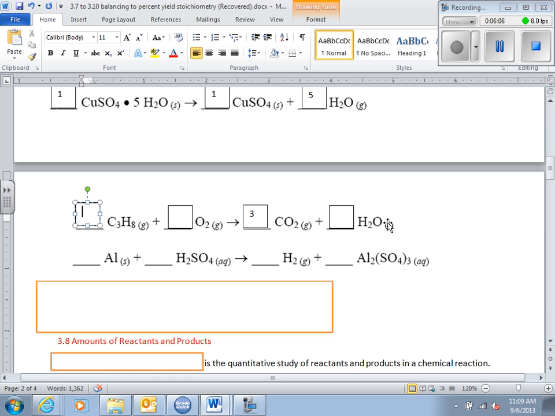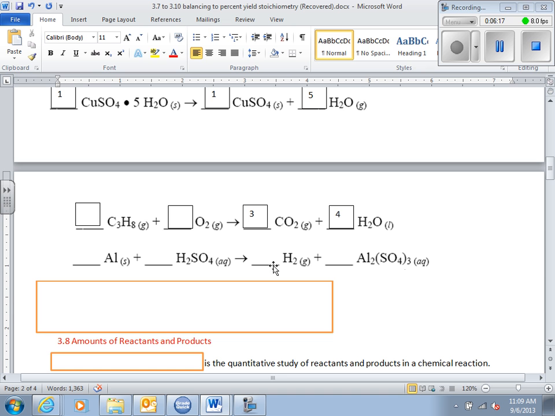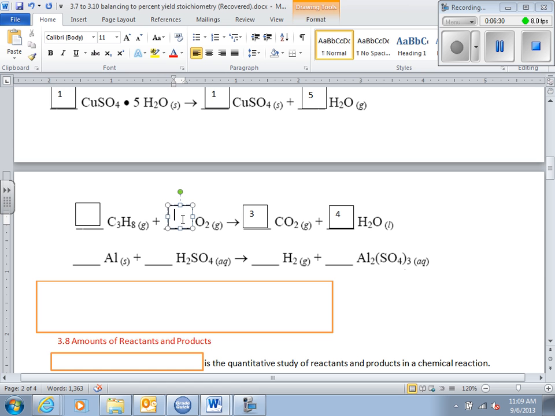Now, I still don't want to do the oxygen, so hydrogens. I have 8 here, 2 here, so I need a 4. All right. Now the oxygens. 3 times 2 is 6, plus 4 times 1. 6 plus 4 is 10. And over here, I have 2. How do I make this 10? I put a 5 in there. And this is now balanced.